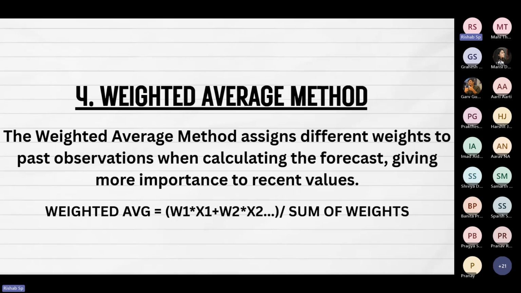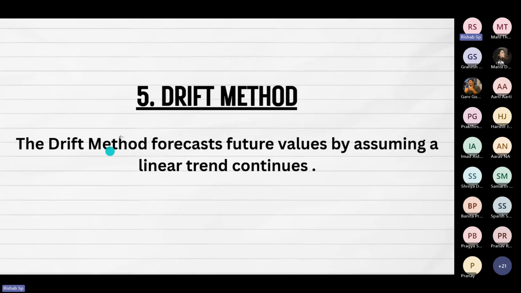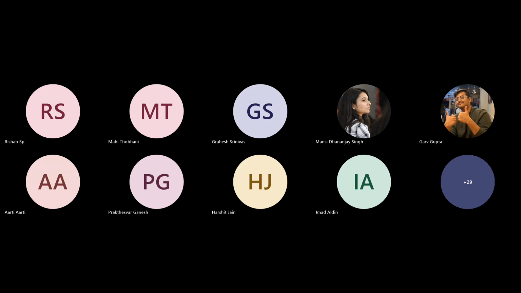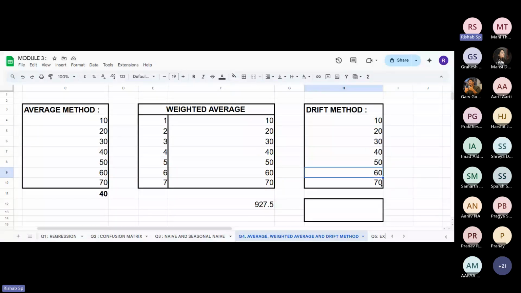Next is the drift method. So what is the drift method? The drift method forecasts future values by assuming a linear trend continues. Simple. Here we have data: 10, 20, 30, 40, 50, 60, 70. So what will be the next data point or observation?